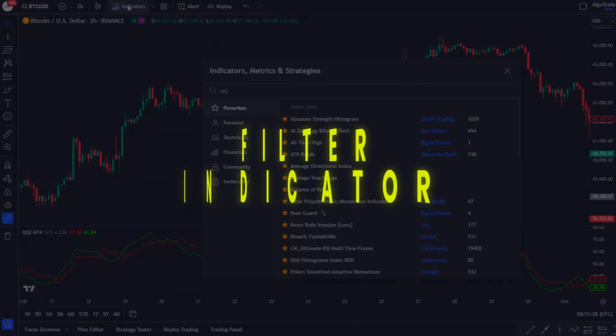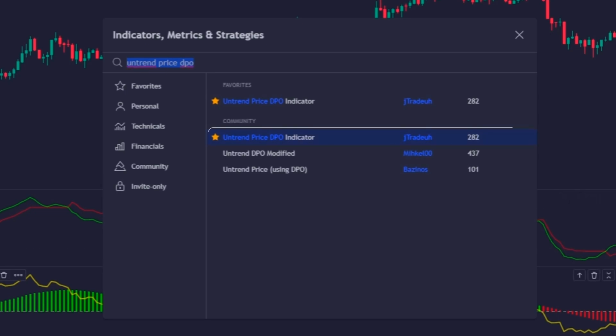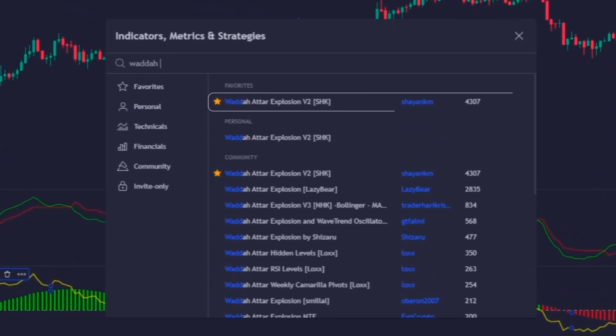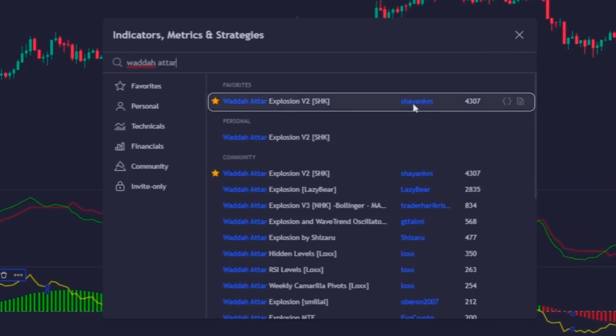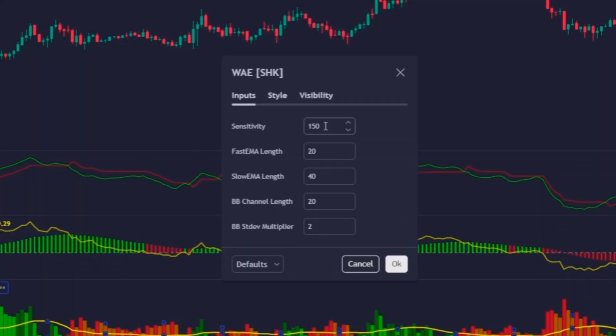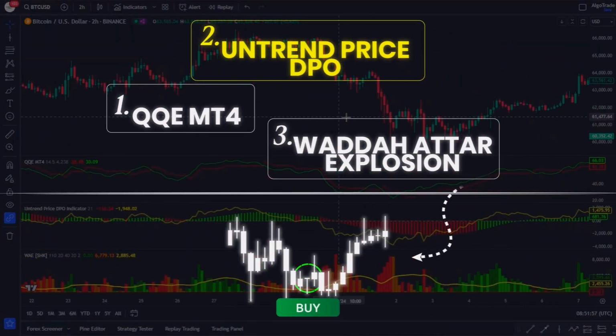Next, let's insert our filter indicator, which is the DPO, the detrended price oscillator. You can use this one with a period of 21. After that, let's insert the Quadratic explosion, this one here, which is, of course, our volume indicator. For the settings, you should insert 110 on the sensitivity and leave the other settings on the default mode, which are 20, 40, 20 and 2. With these 3 indicators, we can already know when to enter a valid trade.